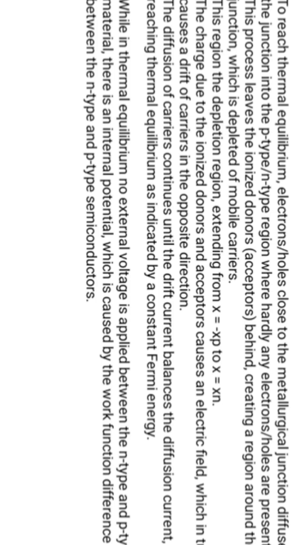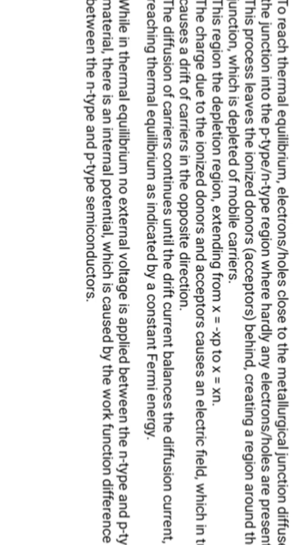This process also leaves the ionized donors behind, creating a region around the junction which is depleted of mobile carriers. The charge due to the ionized donors and the acceptors causes an electric field, which acts in the opposite direction. The diffusion of the carriers continues until the drift current balances the diffusion current, thus reaching thermal equilibrium, as indicated by the constant Fermi energy.